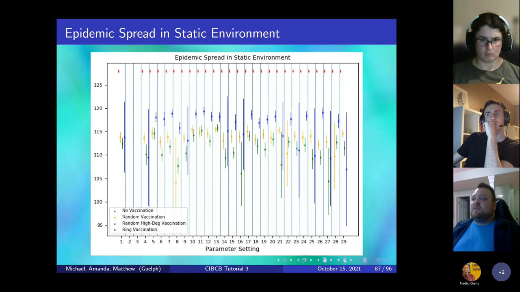And so what about epidemic spread? Once again, epidemic spread is a measure of how many people within the population got sick over the course of an epidemic. At the top there, you can see when there's no vaccination, it's typically able to get everybody infected. Whereas if we have random vaccination or random high degree vaccination, there's not that much variation, and for the most part, they're close. But there are times when random high degree vaccination does outperform random vaccination. And then if we look at ring vaccination, oddly enough, a lot of the times it's actually worse than all the other strategies. And as you can see as well, there's lots of variation in the outcome.